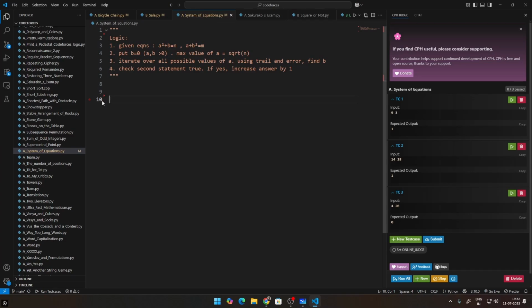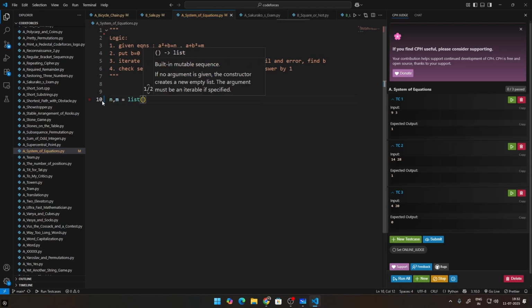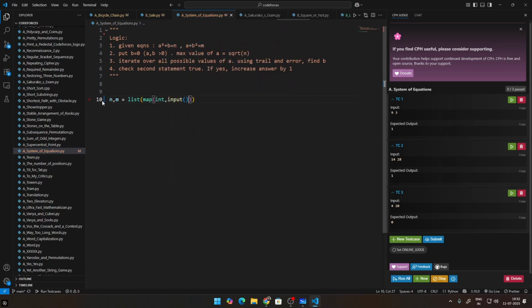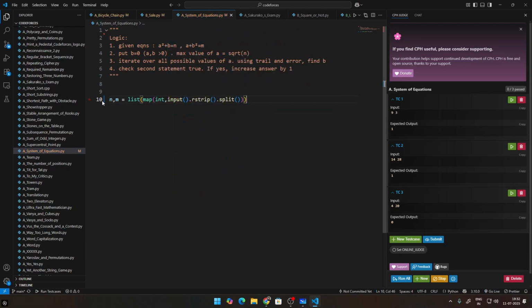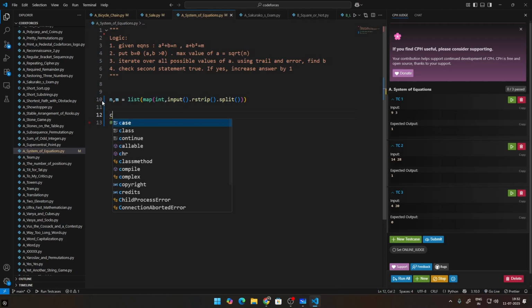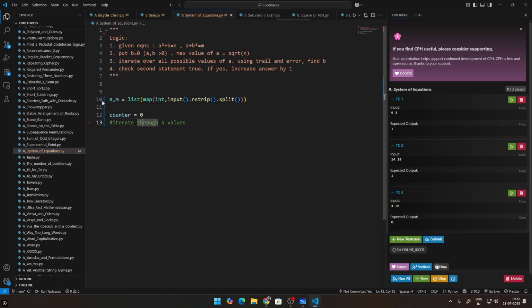So let's take n and m as inputs first. So this will be list of map of int, input().rstrip().split(). Now, what else do we need? We need possible a and b values for that. So let's iterate through a values and find what b will be. Obviously we'll have a counter here and we'll set this to be 0 initially.